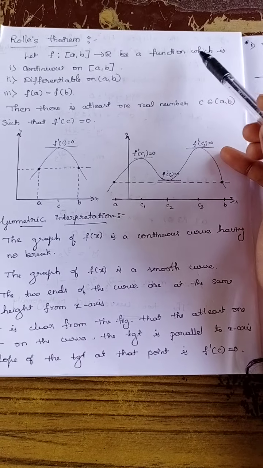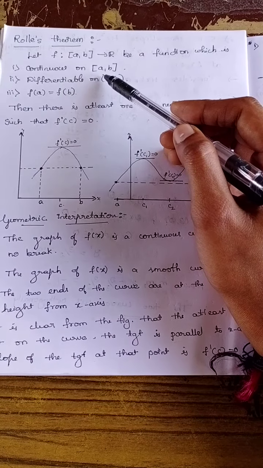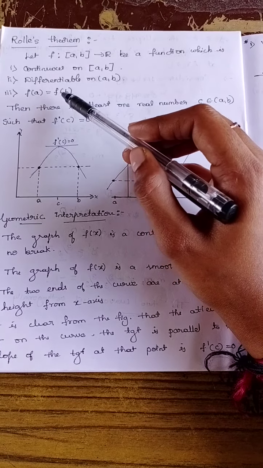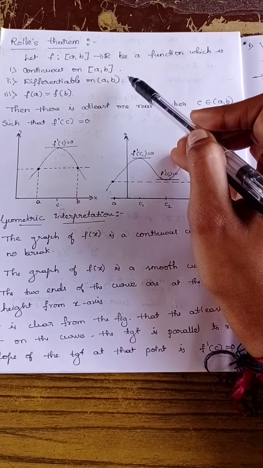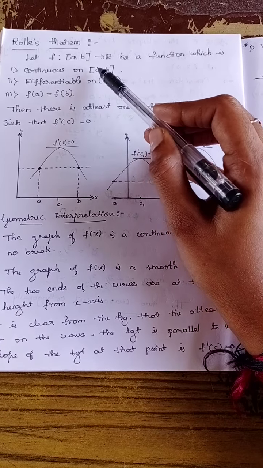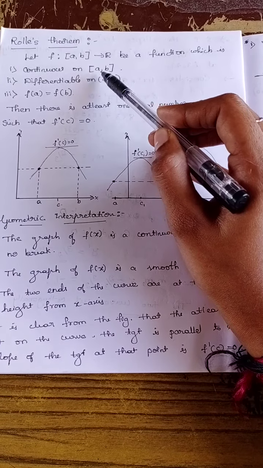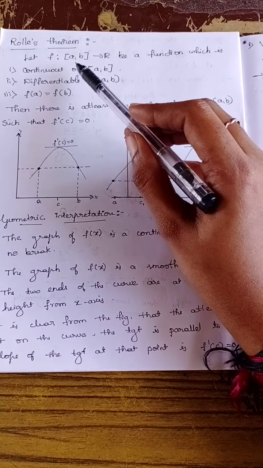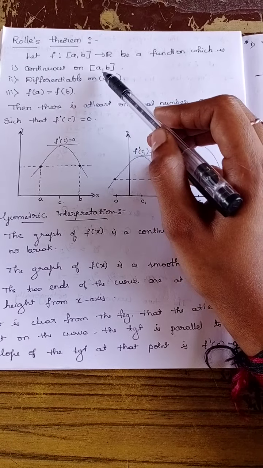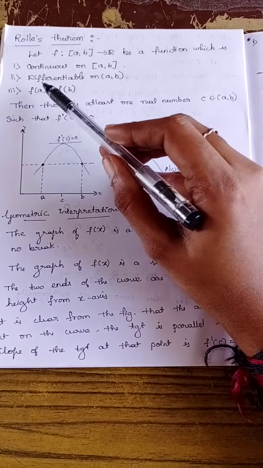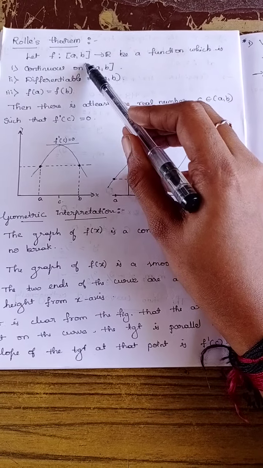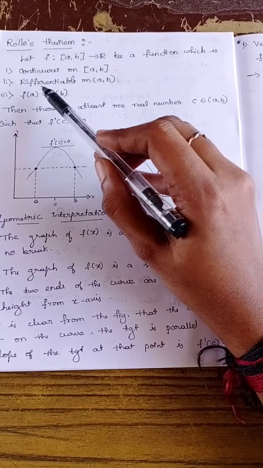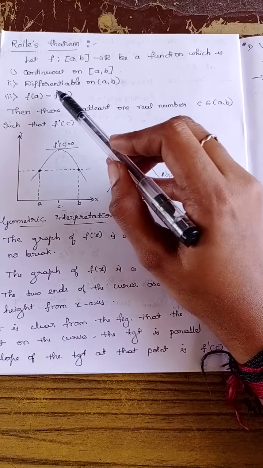Let f be a function which is continuous on [a, b], second, differentiable on (a, b), and f of a is equal to f of b. If these three conditions hold, that means it is continuous at all the points in [a, b] and also at a and at b, and also this function f is differentiable on the open interval (a, b), and the function values at the end points, that means the function value at a and at b, both exist and they are equal.